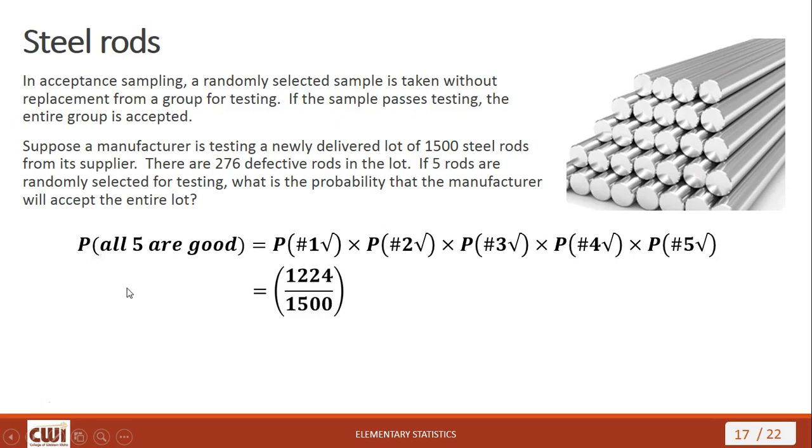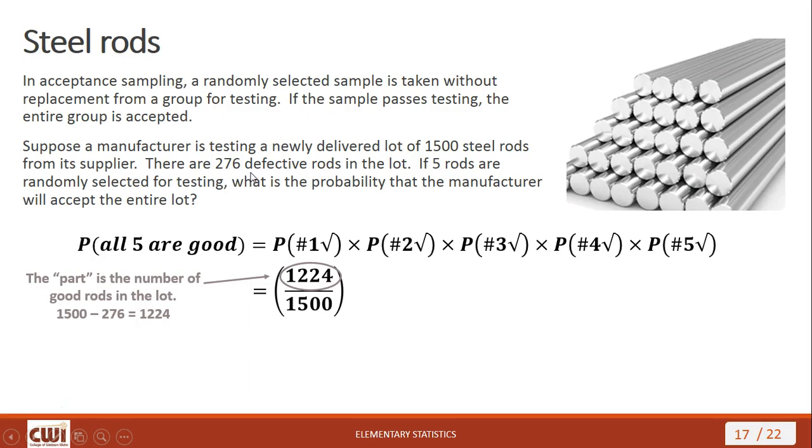The probability that the first one we test is going to be good is 1224 over 1,500. Where did the 1224 come from? Well, this is the number of good rods in the lot. We know that if we tested all of them, and this is the information that we're given, there are 276 defective rods in the lot.